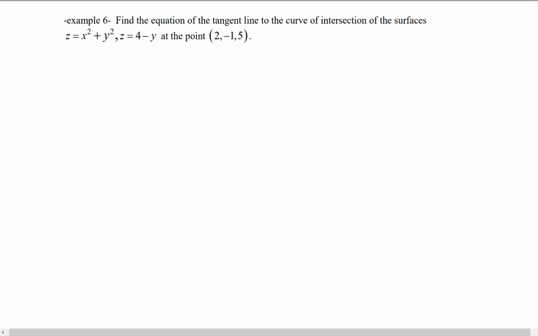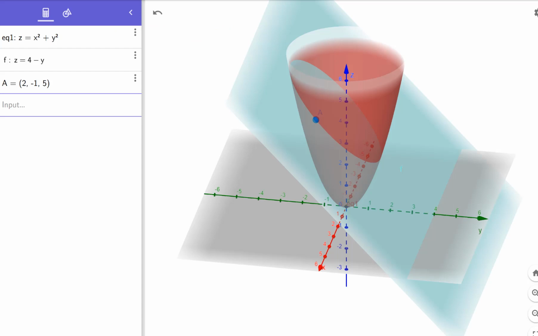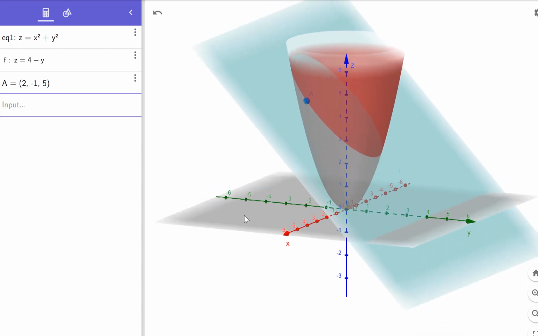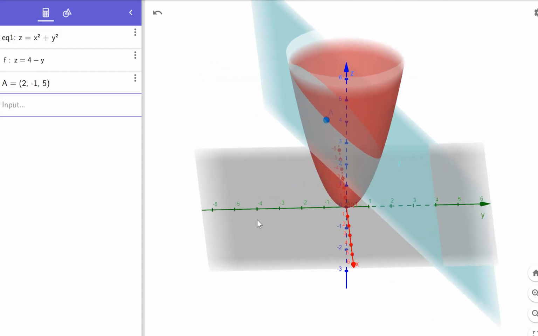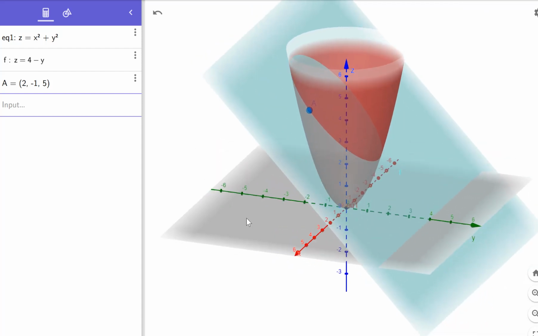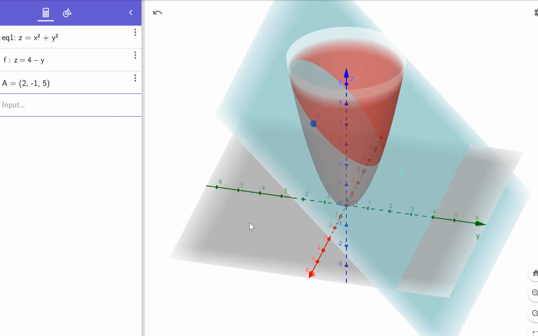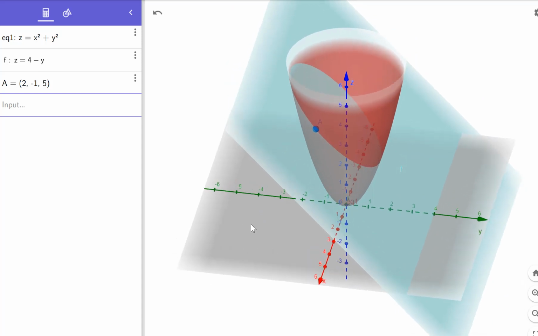these surfaces look like. Again, in GeoGebra, we can graph both surfaces, and we see that one surface is a paraboloid and the other surface is a plane. And we can see the point at which we want to find the equation of the tangent line to the curve of intersection. Now we can see from this model that the curve of intersection looks like an ellipse, and we want the equation of the line tangent to the ellipse.